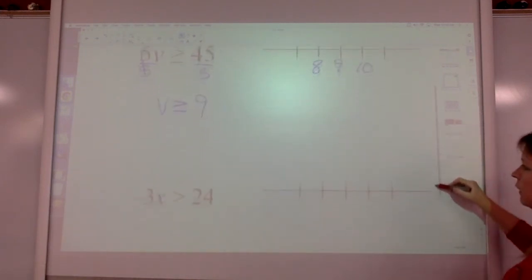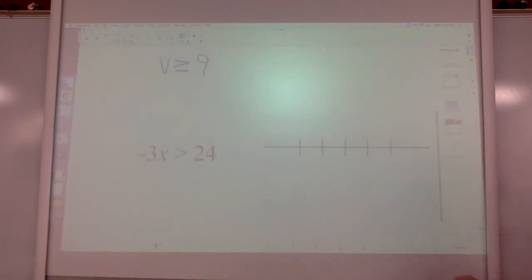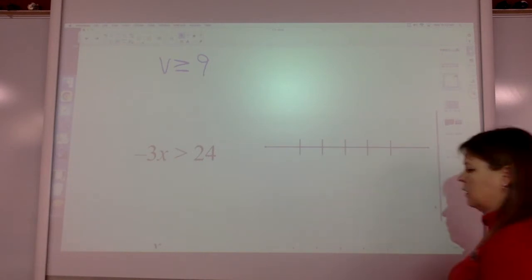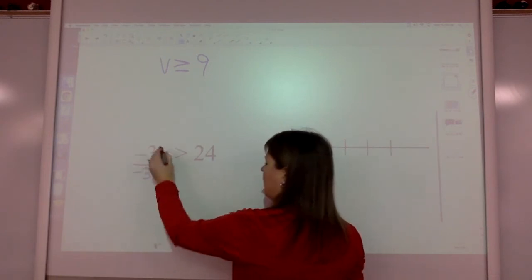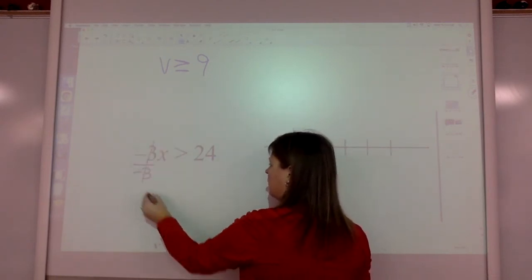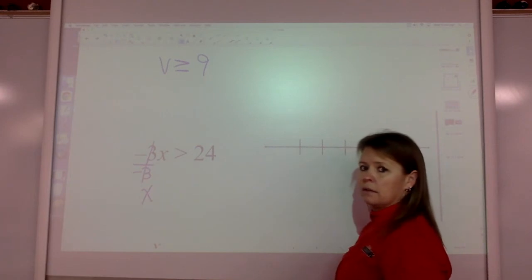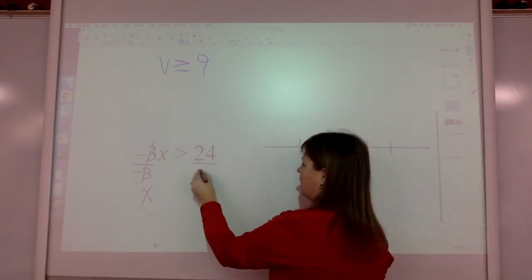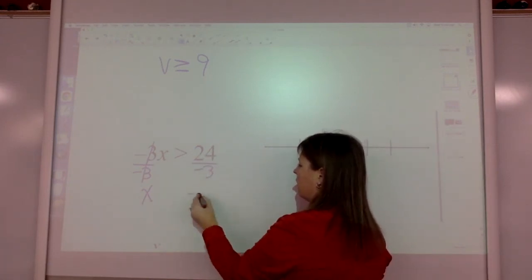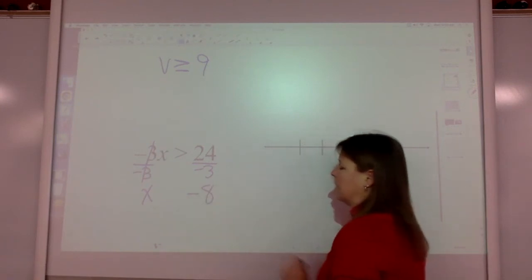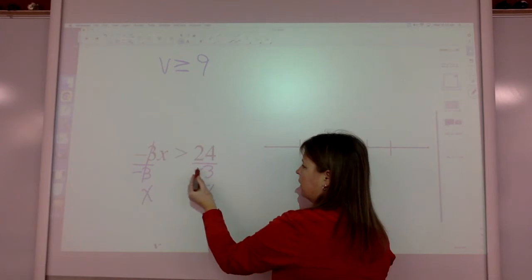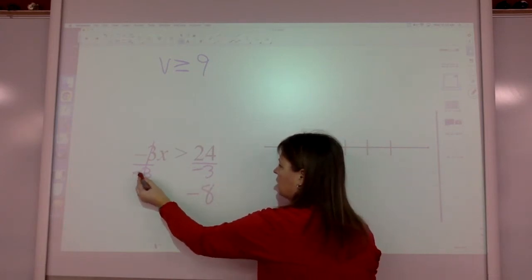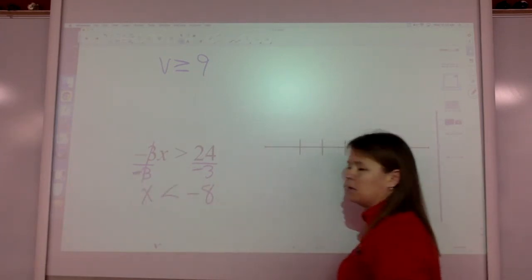Next one, negative 3x is greater than 24. Take the time to write that down. This time, we are dividing by a negative. A negative 3 divided by negative 3 leaves you with just the x. We're going to divide by negative 3 also over here. 24 divided by negative 3 is negative 8. It has nothing to do with the answer. It's just the fact that you did the work. The division that you did was with a negative, and because of that, you need to flip the sign.